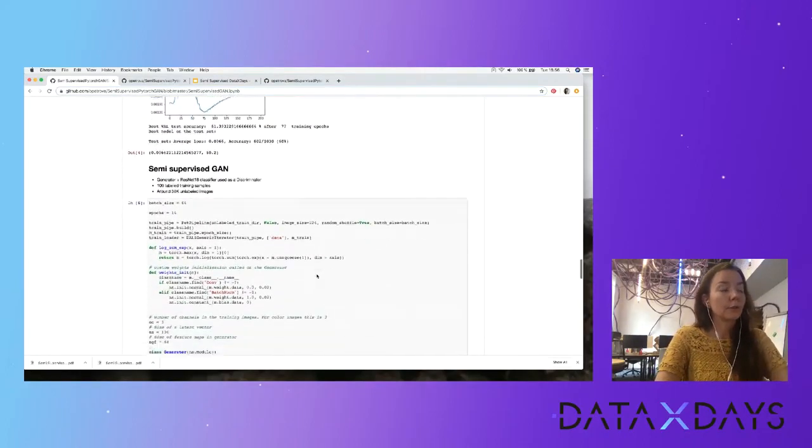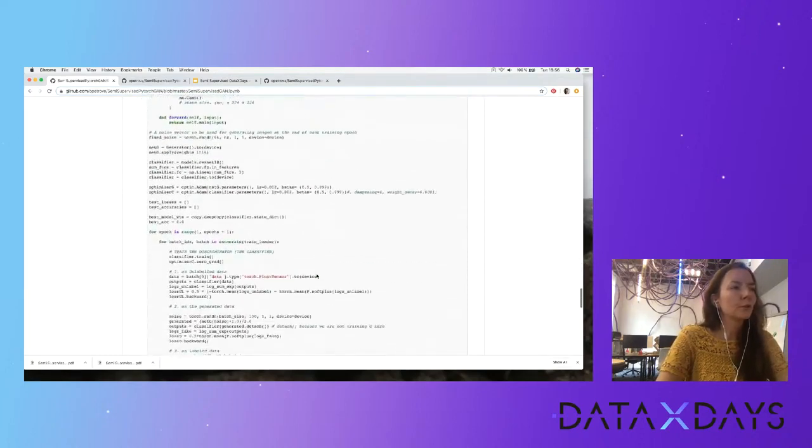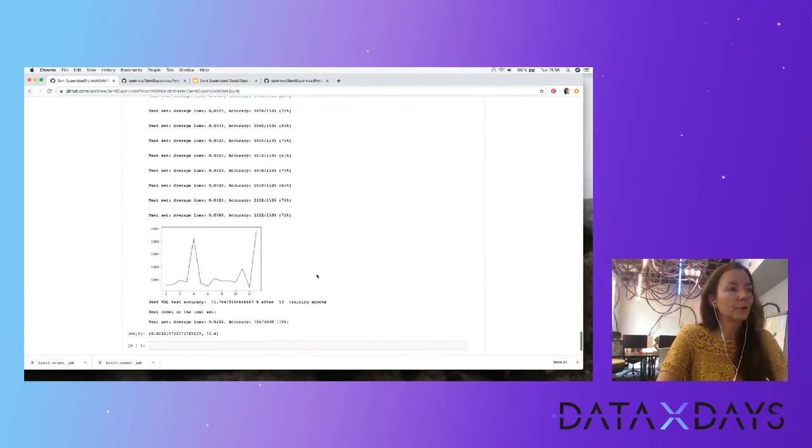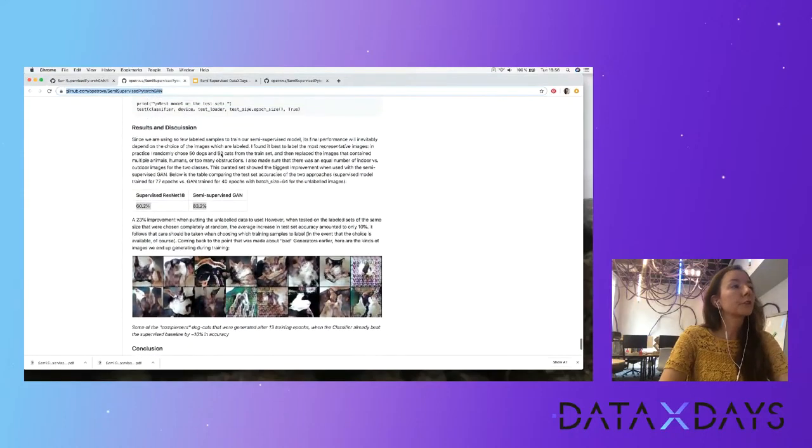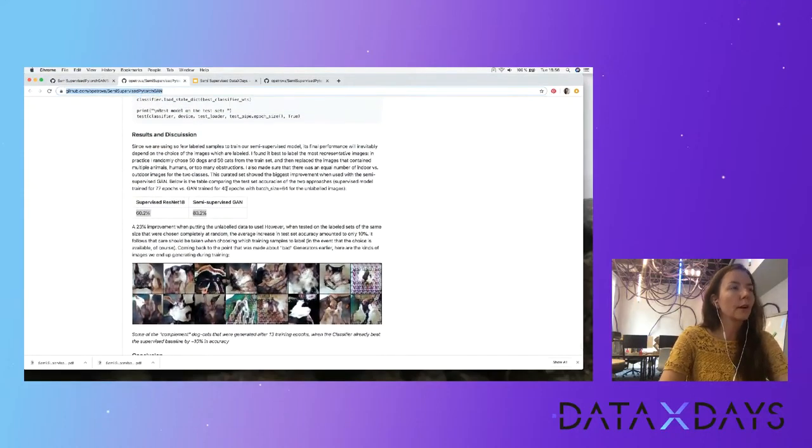Here again, I won't dwell on the code too much. If you're curious and if you like PyTorch, feel free to check it out. But basically, after just 13 training epochs, we have already reached 72% accuracy. So, not bad. I mean, this was done in just a matter of minutes. And after 40 training epochs, I was able to go from 60% for the supervised benchmark to 83%. So there's an over 20% increase in accuracy on the test set.